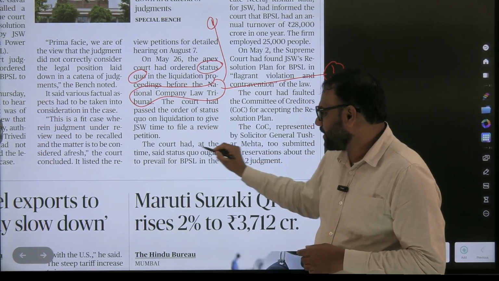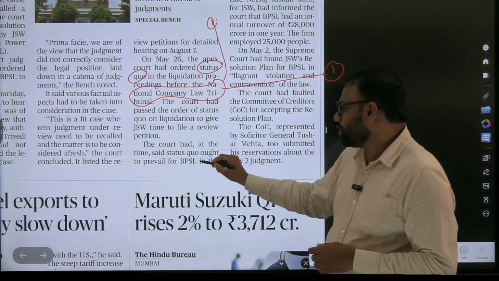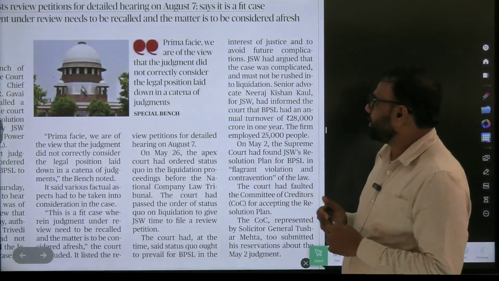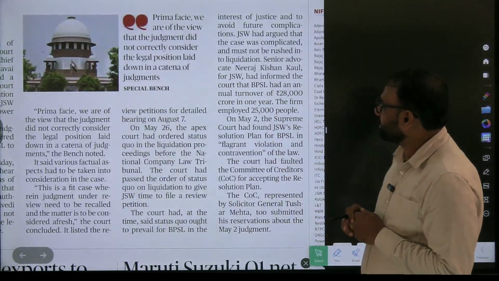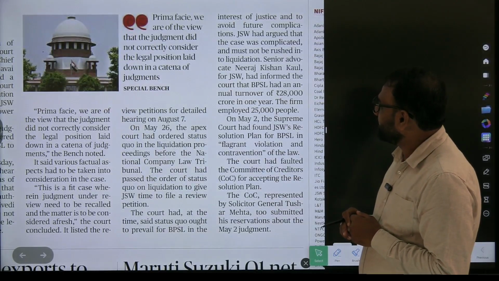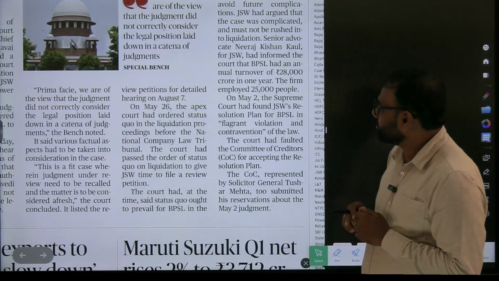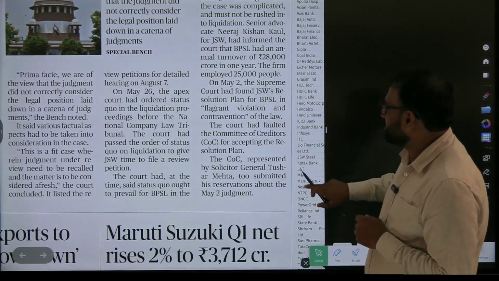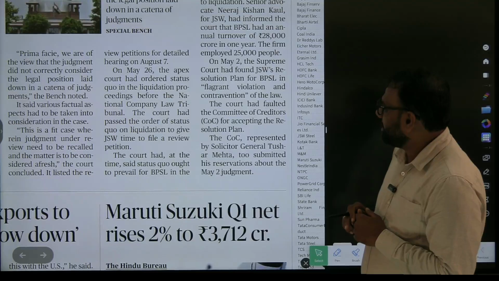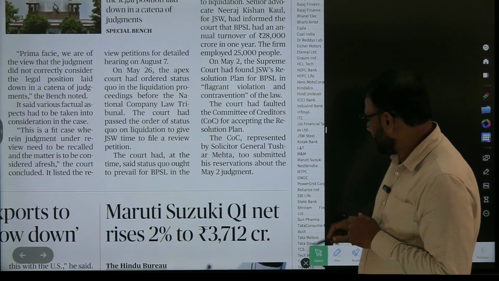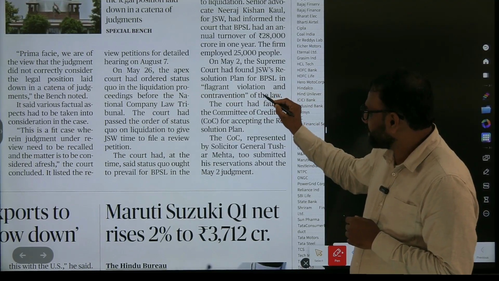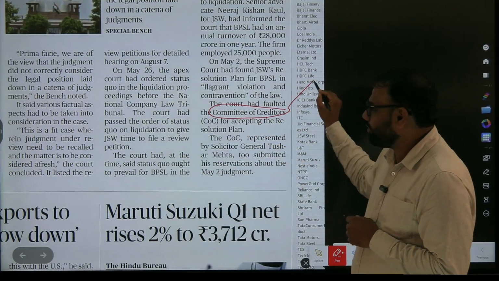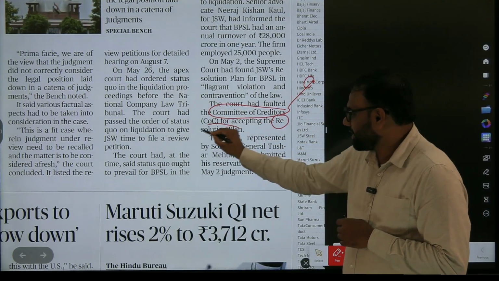The court laid down the orders of status quo on liquidation to give JSW time to file a review petition. The court had at the same time said status quo ought to prevail for BPSL in the interest of justice and to avoid future complications. JSW had argued that the case was complicated and must not be rushed into liquidation. Senior advocate Neeraj Kishan Kaul for JSW had informed the court that BPSL had an annual turnover of 28,000 crore in one year. The firm employed 25,000 people. On May 2, the Supreme Court had found JSW's resolution plan for BPSL in flagrant violation and contravention of the law. The court had faulted the Committee of Creditors, again important, for accepting the resolution plan.